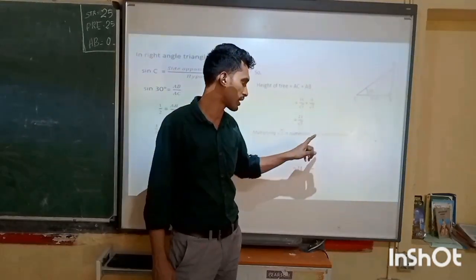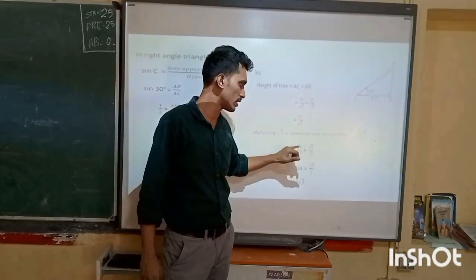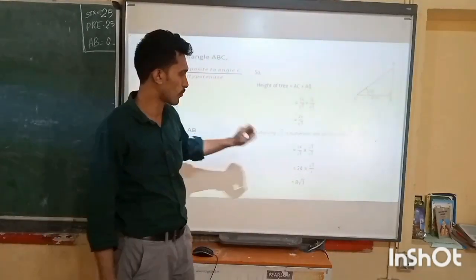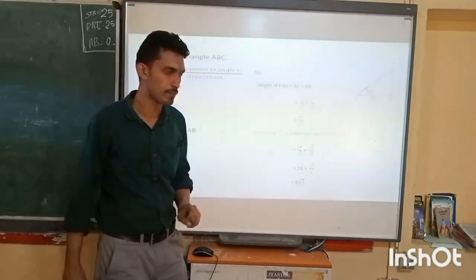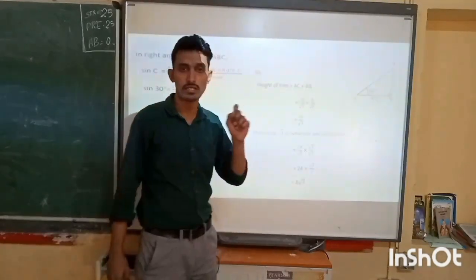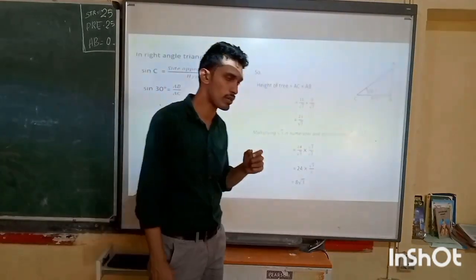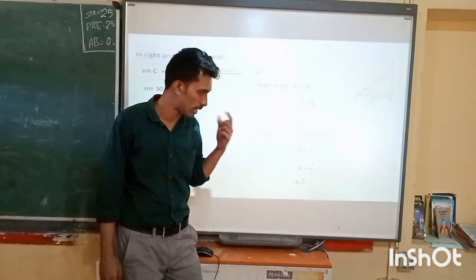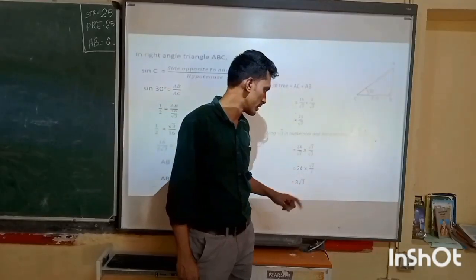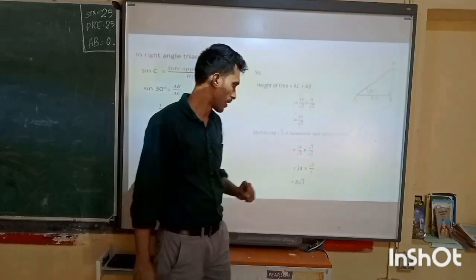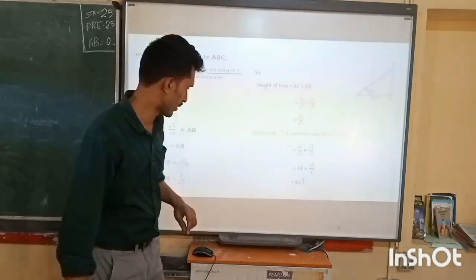Multiply root 3 in numerator and denominator. See carefully, this is 24 by root 3 into root 3 by root 3. This is the process of rationalization that we learned in class 9, converting an irrational number in the denominator into a rational one. So 24 by root 3 into root 3 by root 3 gives 24 into root 3 by 3. And finally, after cancellation, we get the answer as 8 root 3.